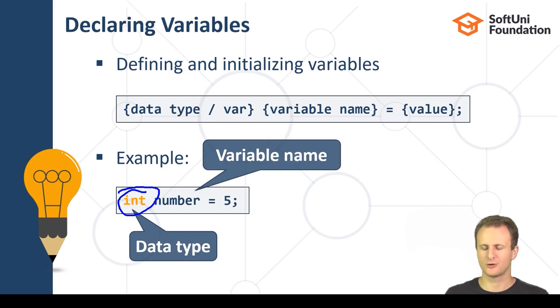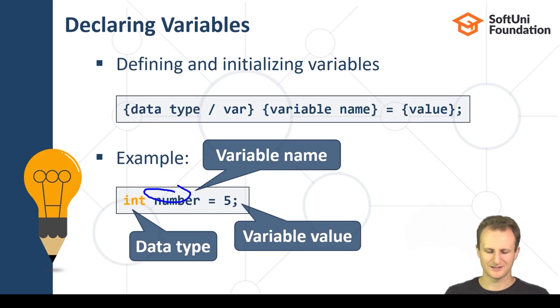Now, the code I just wrote contains an integer data type. This is the type of your variable. Remember when I said that Java is a statically typed language, meaning that this number variable will always be an integer. It will never be another data type. It will never contain anything other than integers. And this is its name, by which we access it in our code. And this is its value, which is the data we write into the random access memory of our computer.